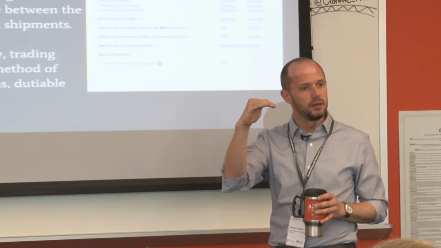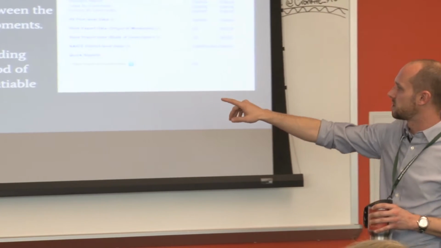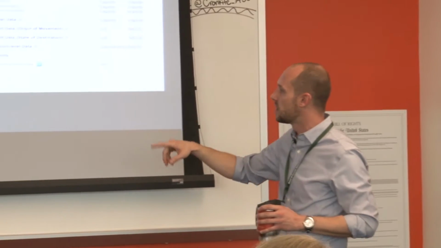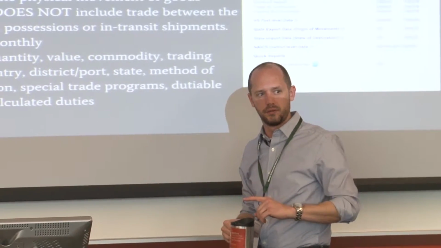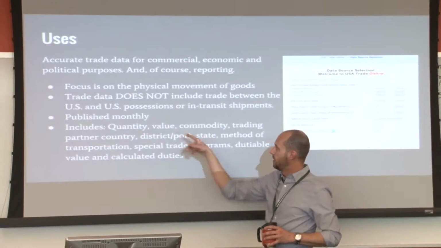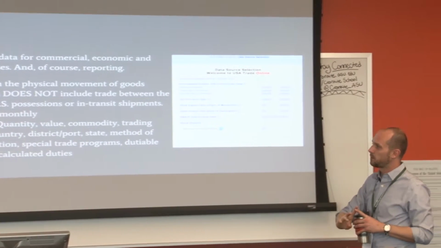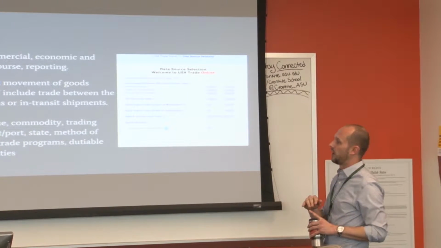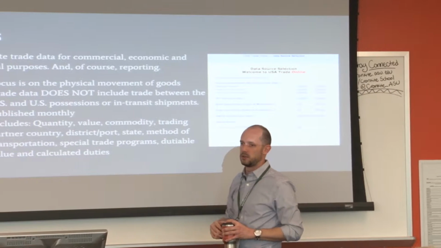There is a difference between for consumption. Where am I looking here? Physical movement of goods. I don't know if services are included, but it does not track state-to-state movement of goods. So this stuff that we're looking at here includes quantity, value, commodity, trading partner country, district or port, the state, method of transportation, special trade programs, dutiable value, and calculated duties.